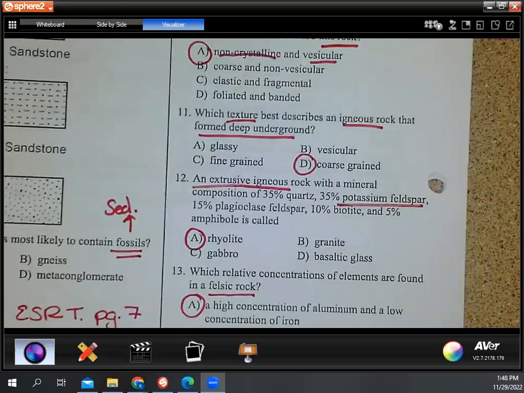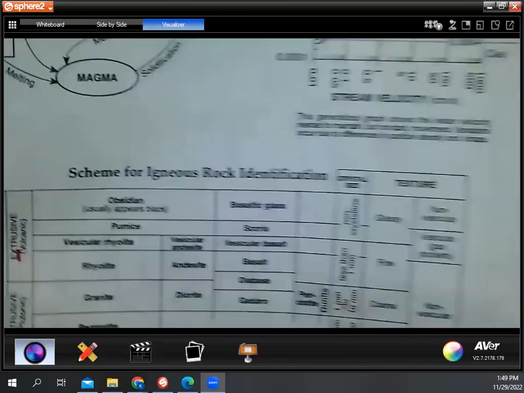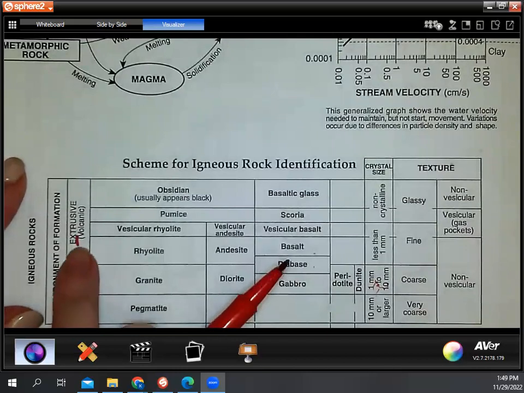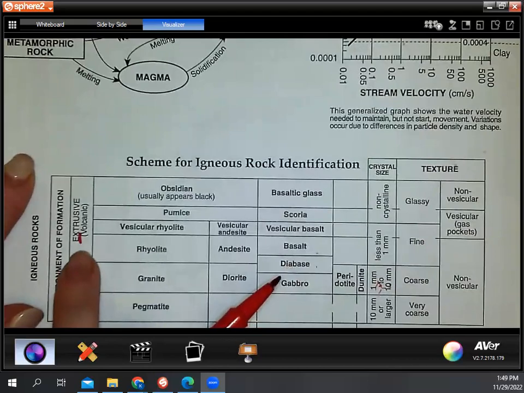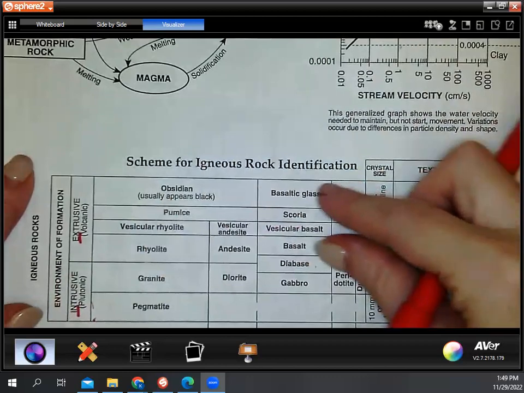12. An extrusive igneous rock with a mineral composition of 35% quartz, 35% potassium feldspar, 15% plagioclase feldspar, 10% biotite, and 5% amphibole. So first, they're telling us the rock is extrusive and igneous. So I'm going to take out my igneous rock chart. I'm going to look for the word extrusive. These are rocks that exited the earth when they formed. They cooled quickly. So that leaves me with all of these choices up here.